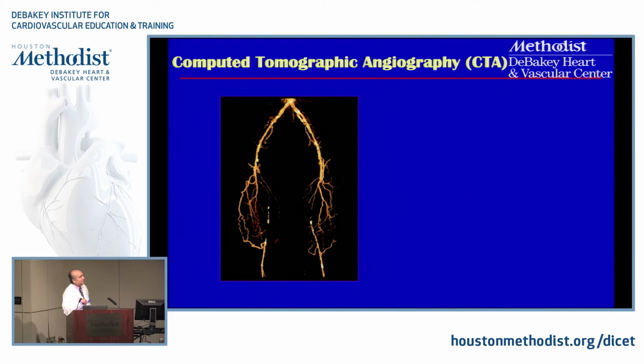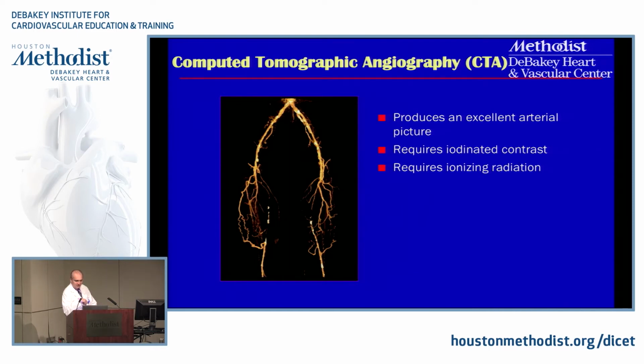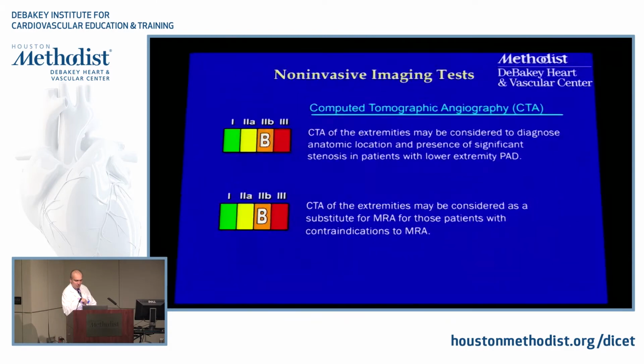Next, let's move on to CTA. Obviously, this also is a fairly robust technique for being able to identify lower extremity arterial disease. Some of the advantages of CTA are it gives you a very high quality arterial picture, but it does require iodinated contrast, and it does require radiation exposure.